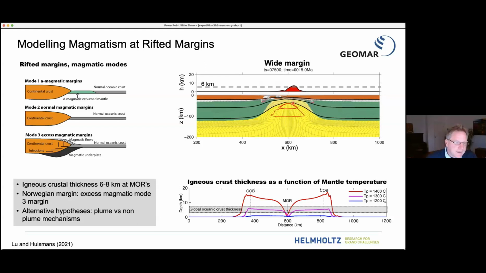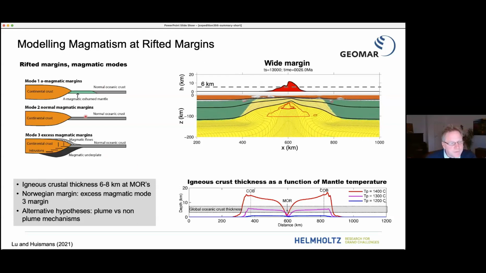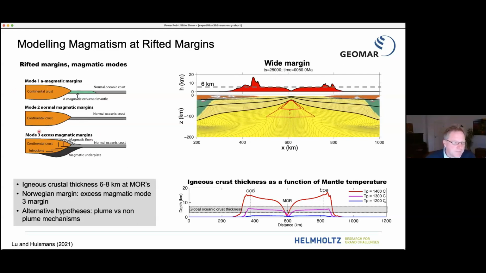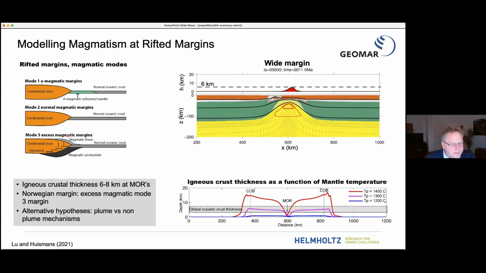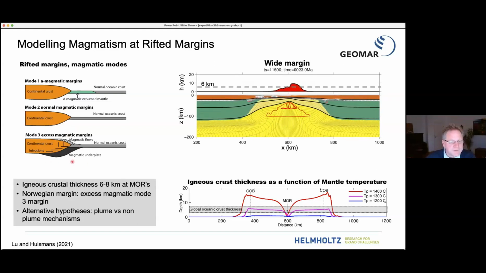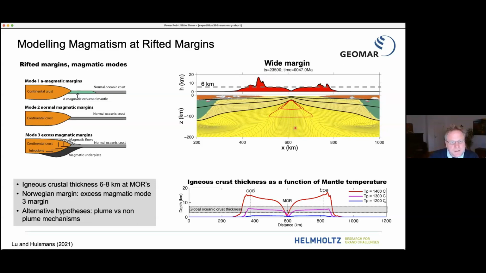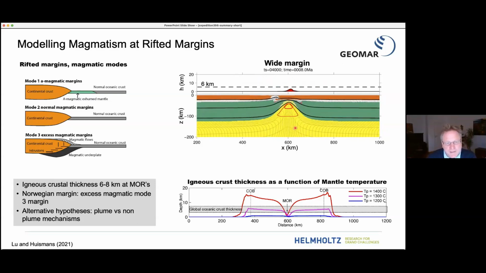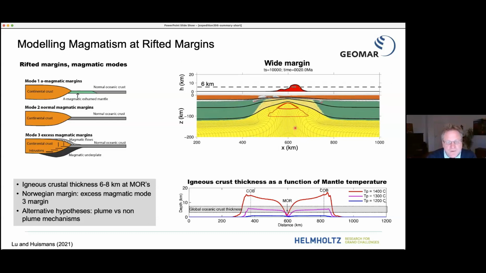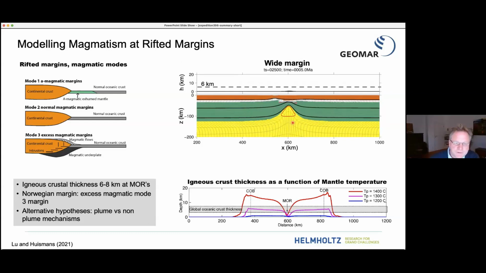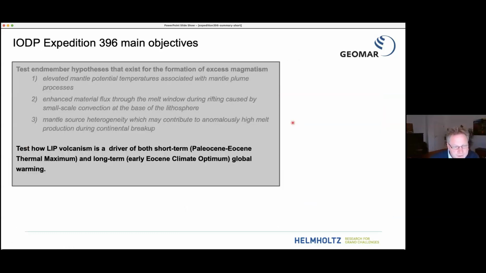Just to illustrate this, you can see the different types of continental margins: amagmatic margins, normal ones with some volcanism, and then the ones we call volcanic rifted margins with a lot of volcanism. When you parameterize these numerical models, you can produce different amounts of melt, but so far there is a lot of freedom to parameterize these models, and one of the main objectives was to get this kind of information from the North Atlantic.